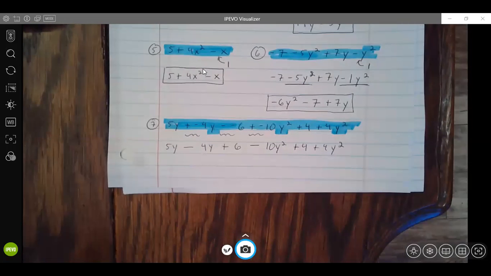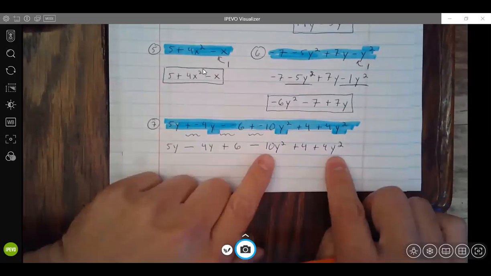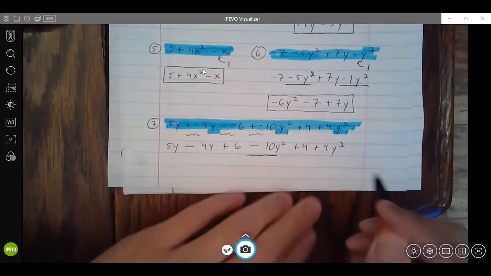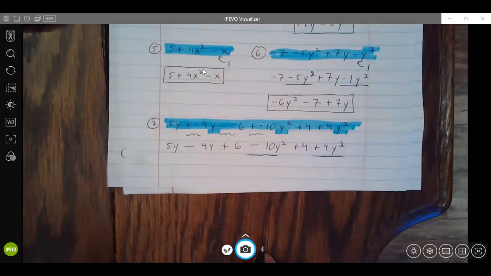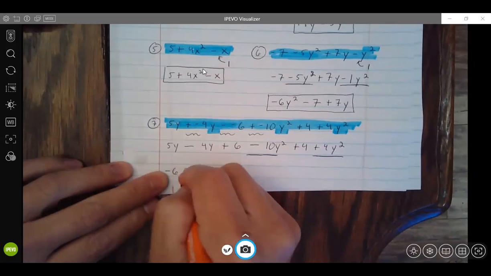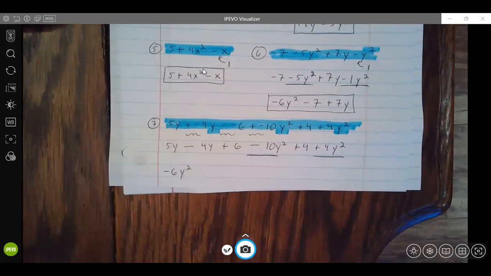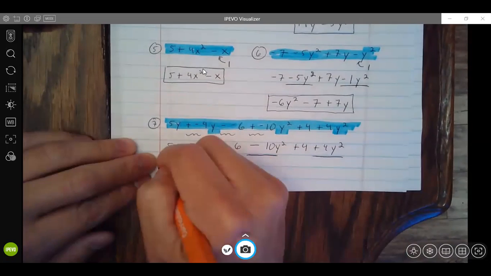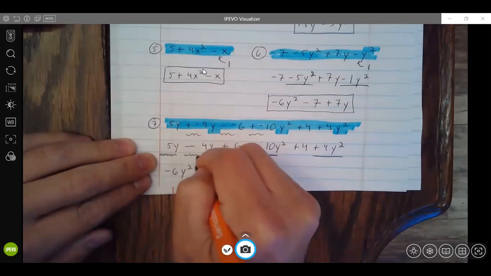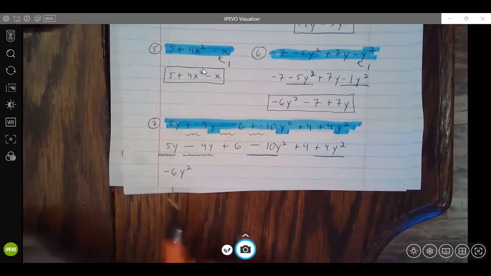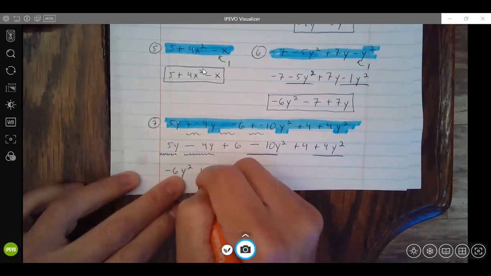All right, now let's look for some like terms here. I see some y squareds. That is a negative 10y squared. To the left of it, there's a minus, so it's a negative. Plus 4y squared. Negative 10 plus 4 gives you a negative 6. And then I see some y's right here. I'm going to do a squiggly line under those. Positive 5y minus 4y. Those are like terms. 5 minus 4 is a positive 1, so I'm going to put plus 1y.